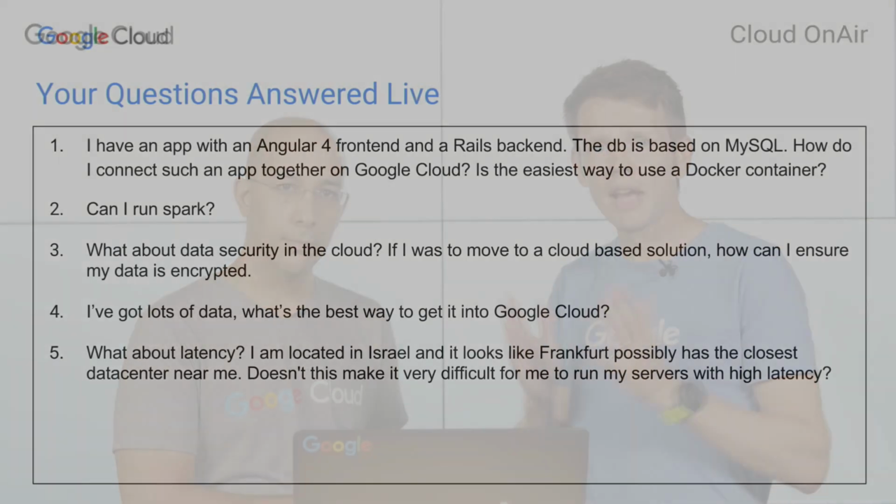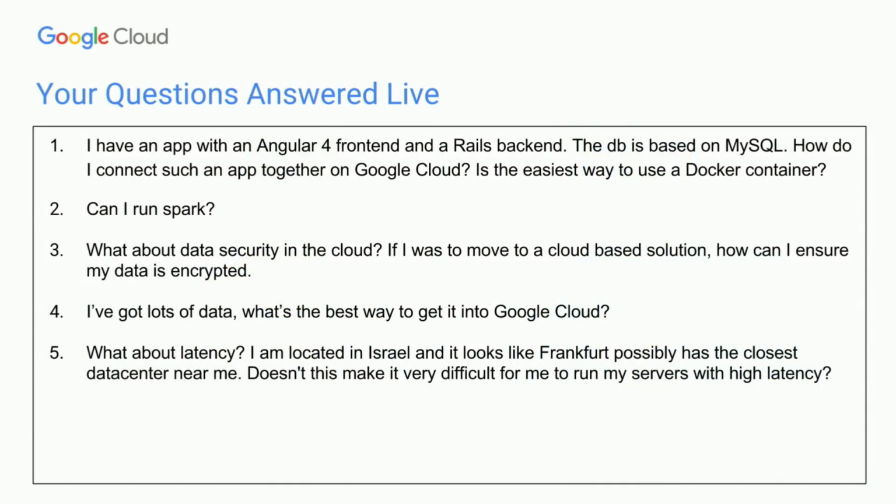Sure. So first one here. I have an app with Angular 4 front end and a Rails back end. The DB is based on MySQL. How do I connect such an app together on Google Cloud? Maybe I should use a Docker container. So quite a lot of architecture there in one question.